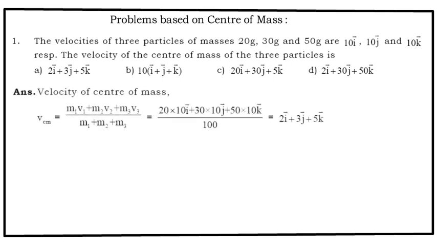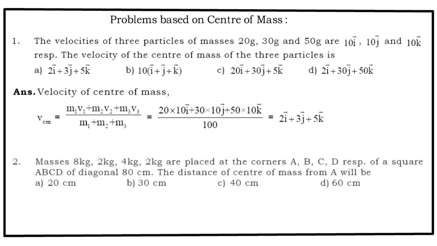The solution would be this. Velocity of a center of mass is m1 v1 plus m2 v2 plus m3 v3 upon m1 plus m2 plus m3. M1 known to you, V1 known to you, M2, V2, M3, V3, everything known to you. Put all those values in the expression. Then you get velocity of a center of mass is 2i cap plus 3j cap plus 5k cap.